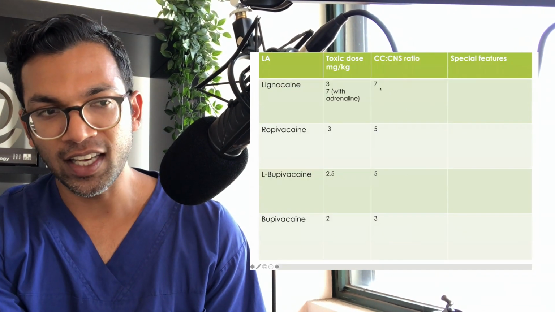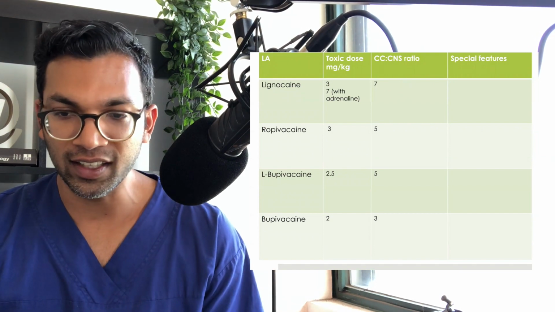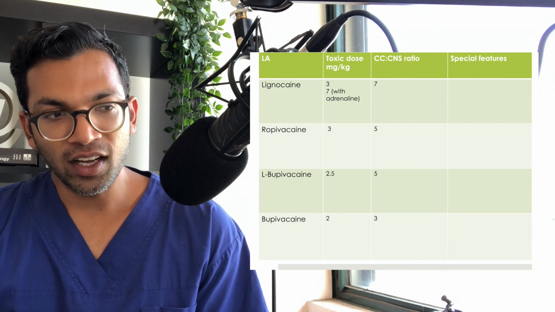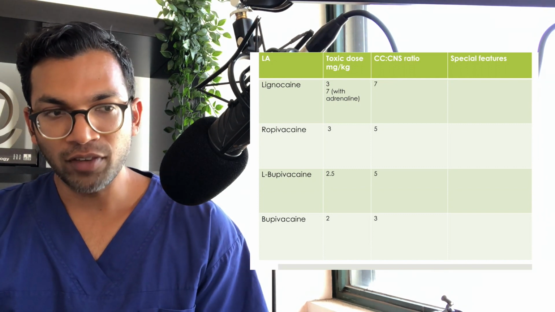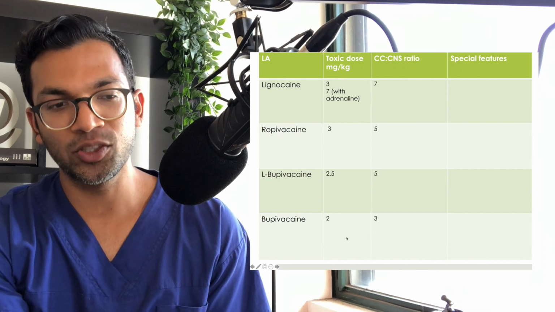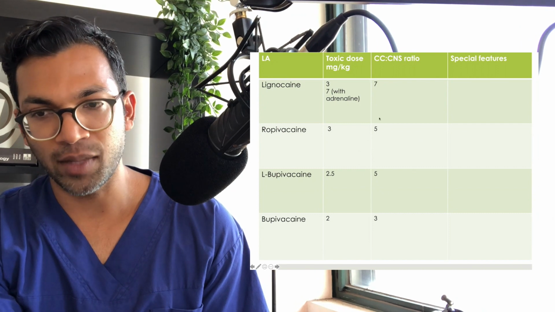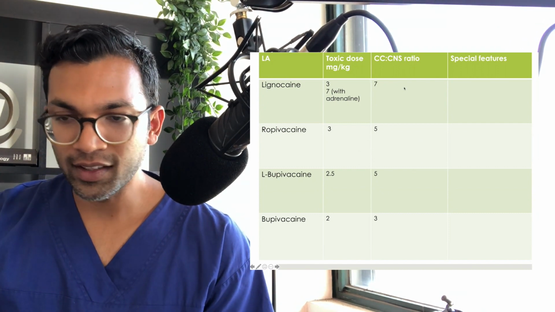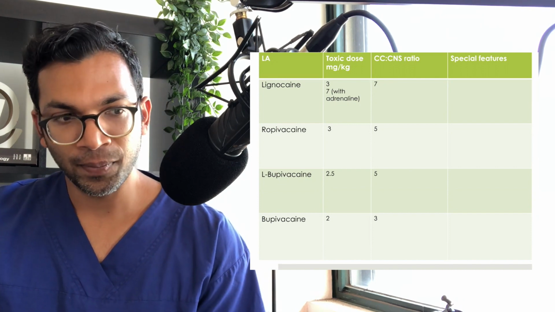And you'll find that these are the ratios. So lignocaine is really large. It's super safe to give. You'll see people giving lignocaine intravenously because it's so safe. Ropivacaine is 5, L-bupivacaine is 5, and bupivacaine is 3. So roughly, bupivacaine is super toxic. These ones aren't exactly safe, but they're less toxic than bupivacaine. And then lignocaine is very safe. That's why most of the time we'll be injecting lignocaine for most of those cases.